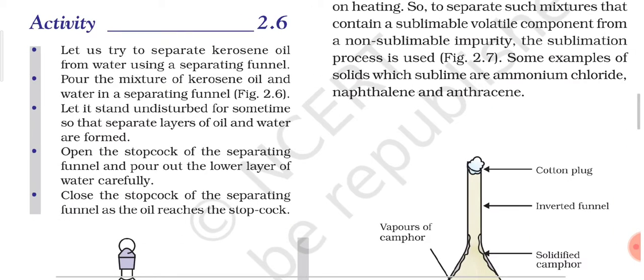Here it is given: pour the mixture of kerosene oil and water in a separating funnel. Let it stand undisturbed for some time so that separate layers of oil and water are formed. After pouring the mixture, you have to leave the separating funnel undisturbed for some time so that the oil and water layers can separate. Open the stopcock of the separating funnel and pour out the lower layer of water carefully. Close the stopcock as the oil reaches the stopcock.